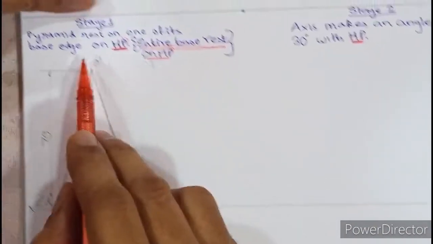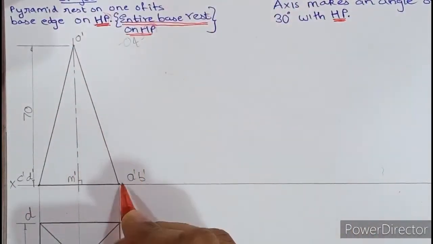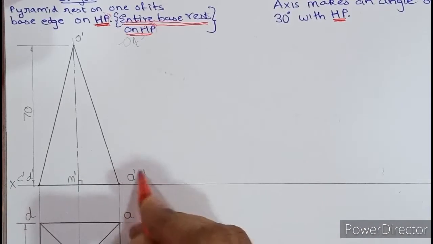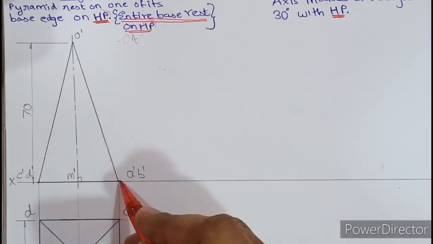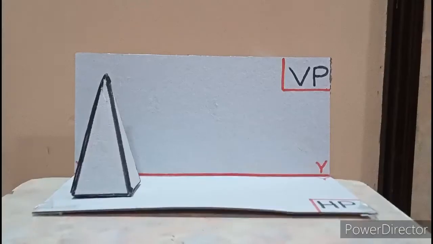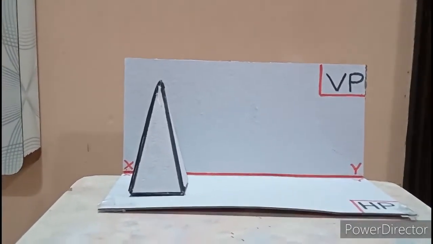And one base edge on HP, so it's very obvious that after you tilt, A dash, B dash means 2 points, and 2 points is not a base corner, it is a base edge. So see AB, this is the base edge. So that base edge will be on XY. Okay, so let us understand both the stages with this model.